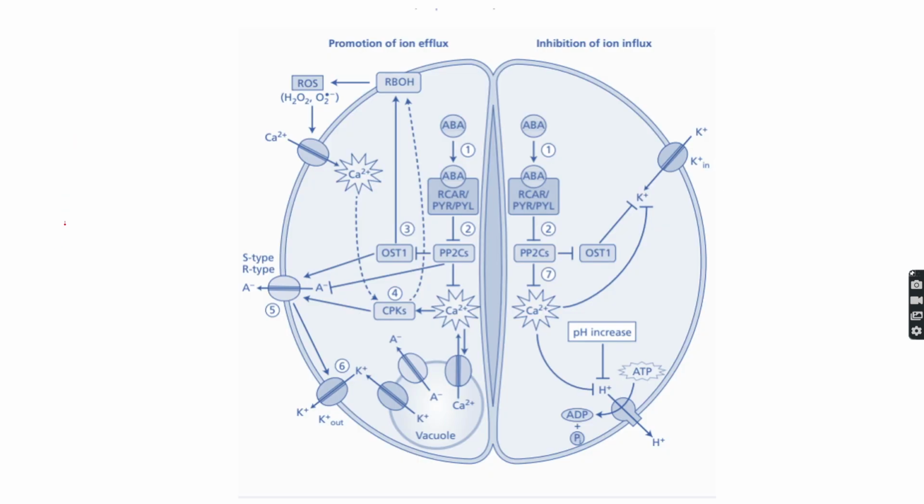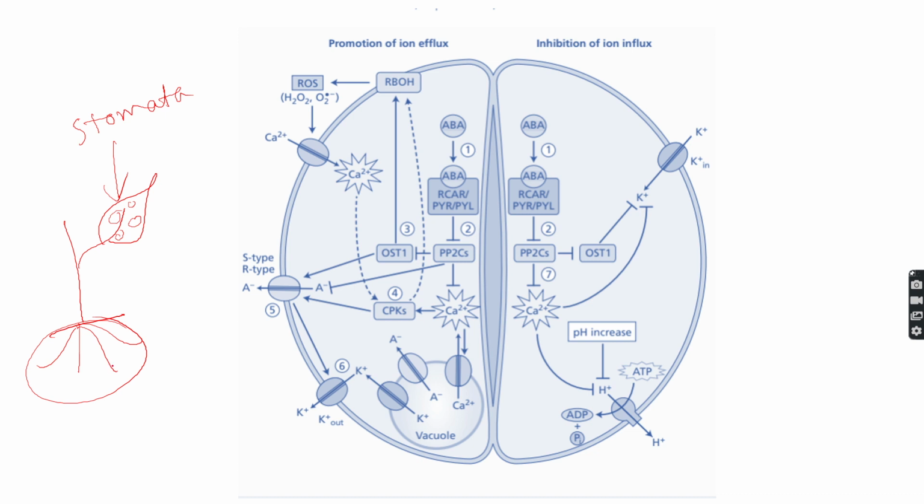When the plant is facing stress, it will try to store its absorbed water, and for that it needs to close its stomata to reduce transpiration. So what is happening when the plant faces stress? The root is the first organ which senses the water stress.